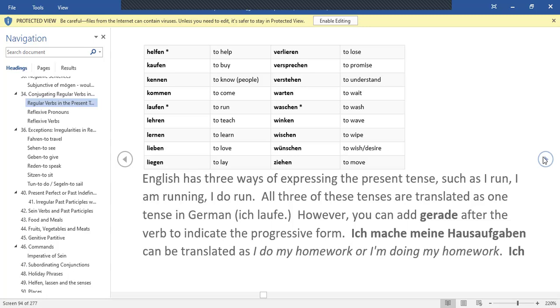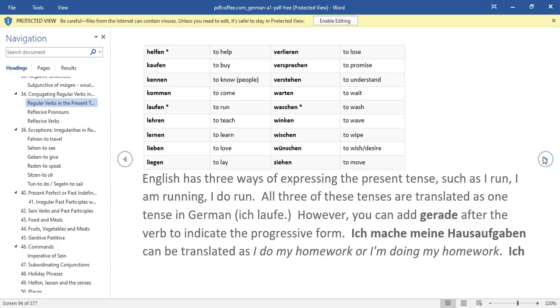Helfen, to help, kaufen, to buy, kennen, to know people, kommen, to come, laufen is to run, lehren is to teach, lernen, to learn, lieben, to love, liegen, to lay, verlieren, to lose, versprechen, to promise, verstehen, to understand, warten, to wait, waschen, to wash, winken, to wave, wischen, to wipe, wünschen, to desire or to wish, and lastly, ziehen, to move.